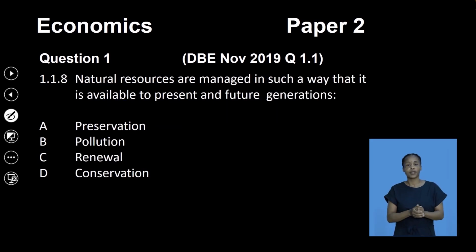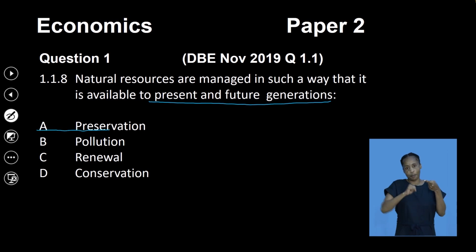It says natural resources are managed in such a way that it is available to present and future generations. Or when we are managing our natural resources in such a way that we leave some for the future and we have some for present generations. A says preservation, these are the responses. B says pollution, C says renewal, and then D says conservation.